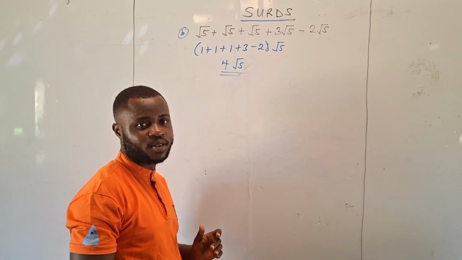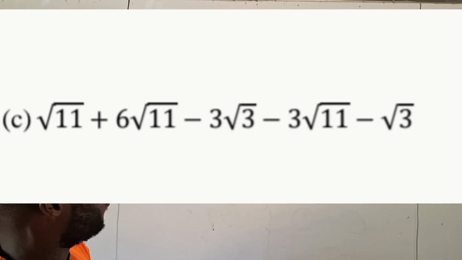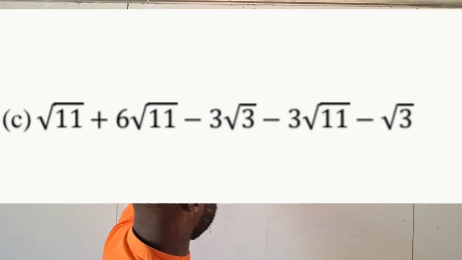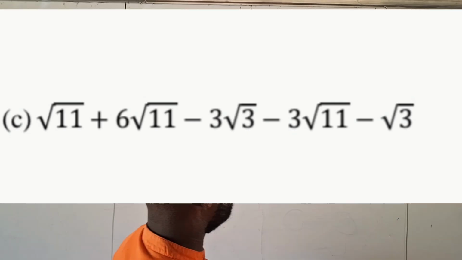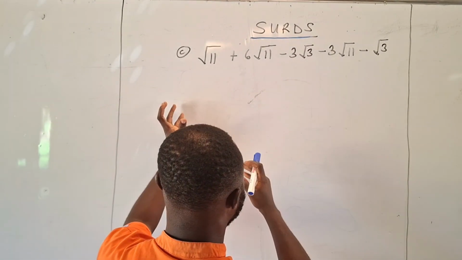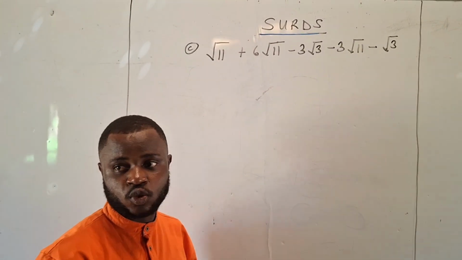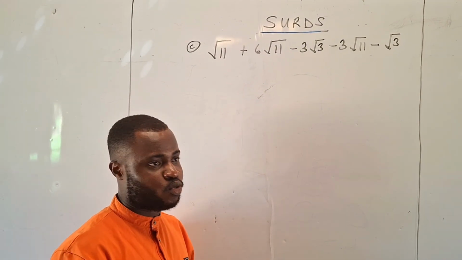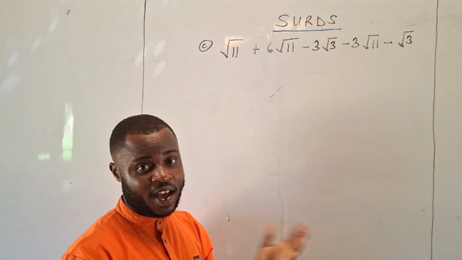So let's take another question. This is a different example too. Root 11 plus 6 root 11 minus 3 root 3 minus 3 root 11 minus root 3. You can see these are different. They have mixed root 11 with root 3. Now, don't get confused. With this one, just group like terms. Group the similar roots on one side and add or subtract.